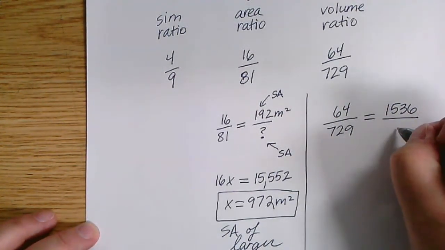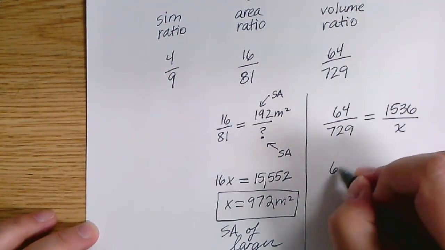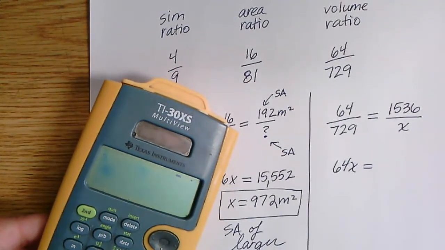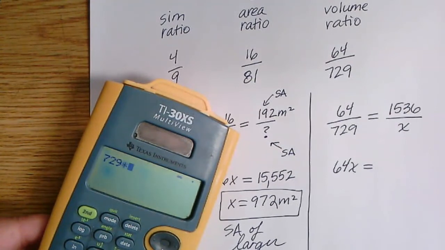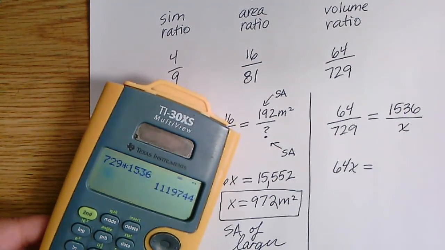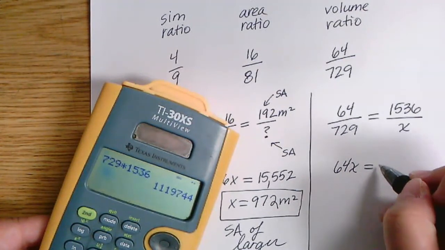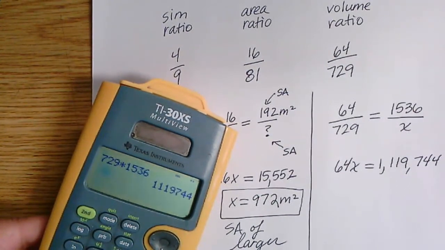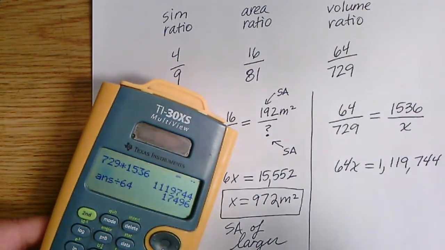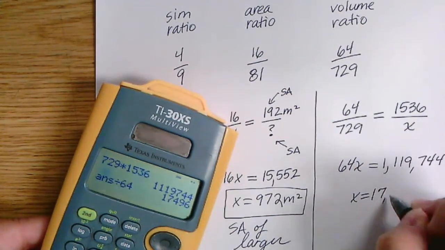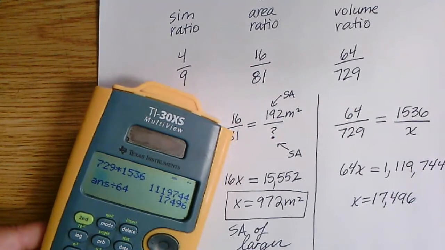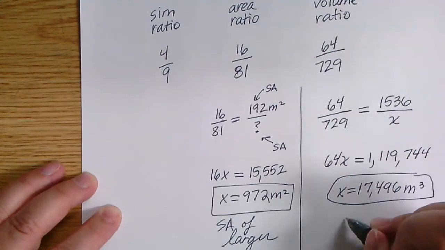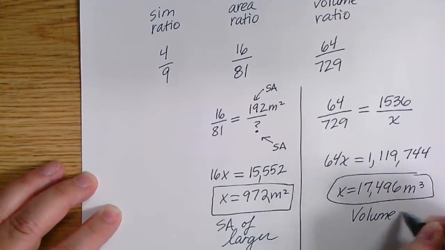Okay, so let's go ahead and put the x in from the start. When I cross multiply, I get 64x equals 729 times 1,536. Woo, big number. 1,119,744. Now I divide that by 64, and I get 17,496. This is volume. We're in meters, so that would be cubic meters. And that's the volume of the larger figure.